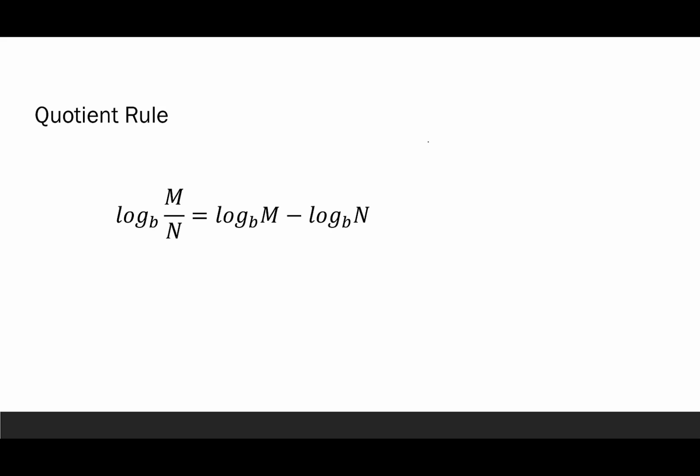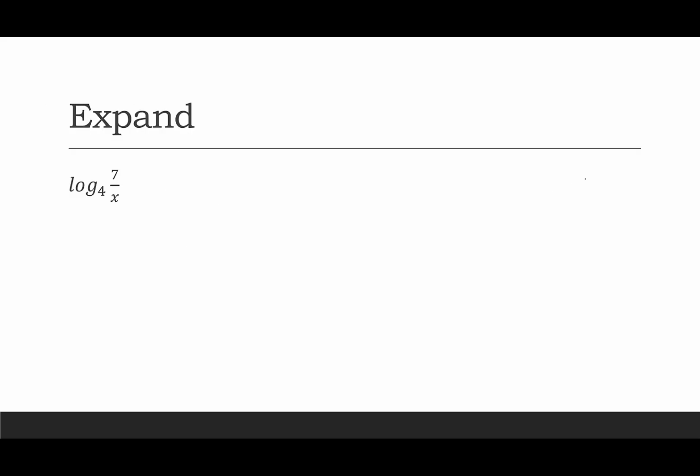Quotient rule says the log base b of m over n is the log base b of m minus the log base b of n. Again, we are taking this from our rules for exponents. a to the m divided by a to the n, same base, I subtract m minus n as my exponent. So we're seeing the same thing for the logs that we do for exponents. Again, let's practice. Log base 4 of 7 divided by x would be the log base 4 of 7 minus the log base 4 of x.